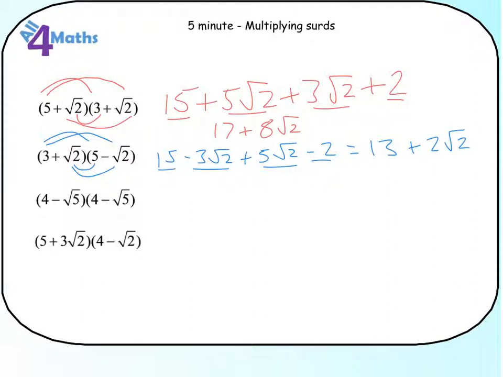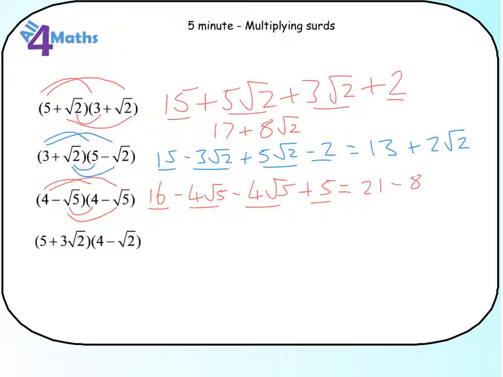The next example, again another one just with some negatives to be careful of. So we've got 4 times by 4, which is 16. 4 times by minus root 5, which is minus 4 root 5. The minus root 5 times by 4, so minus another 4 root 5. And minus root 5 times by minus root 5, which gives me a positive 5. Again, collect these together, so we've got 16 plus 5, which is 21. Then minus 4 root 5 minus 4 root 5, which is minus 8 root 5.